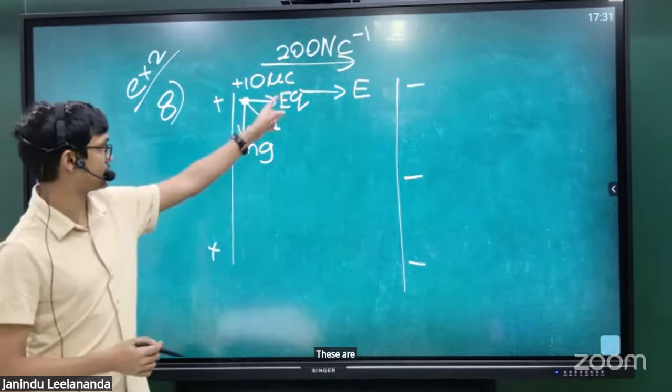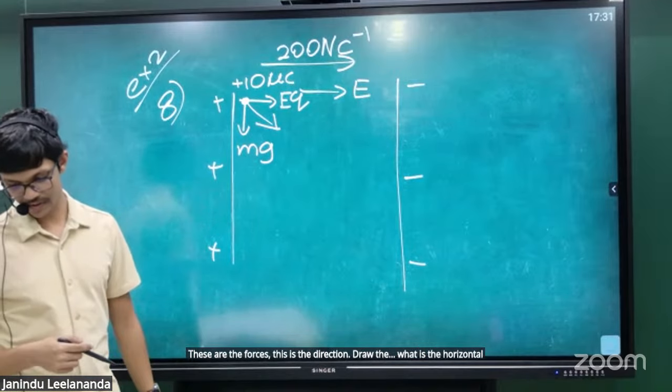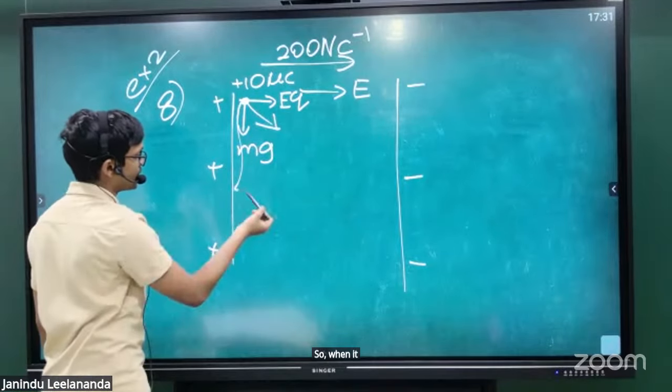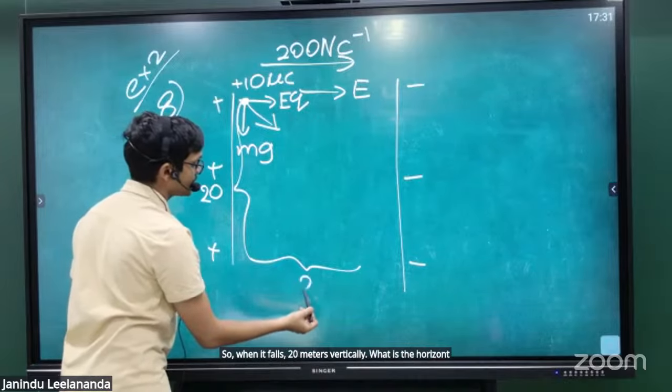These are the forces. This is the direction. What is the horizontal displacement when the object falls 20 meters vertically? So when it falls 20 meters vertically, what is the horizontal displacement x?